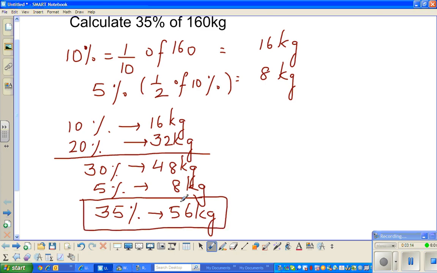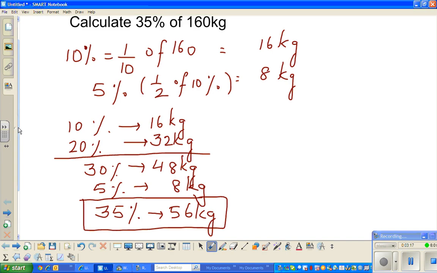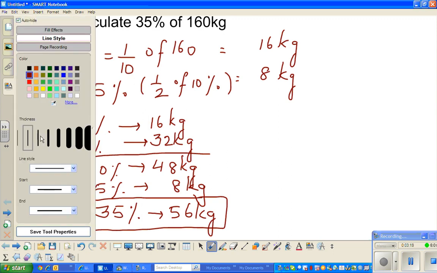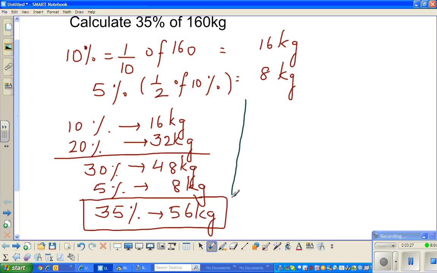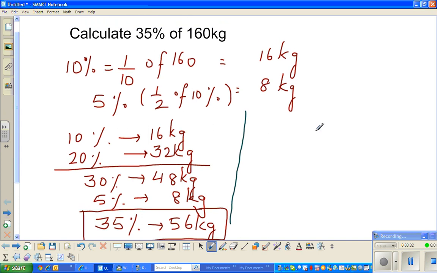I'm going to do this in a different way with a different color. So same thickness and different color. So now a different approach. I want to find 35%, so I'll start from 100%. So what is 100% of 160? I'm not writing the kgs now, we'll write kgs in the end. So 100% of 160 kg is 160.